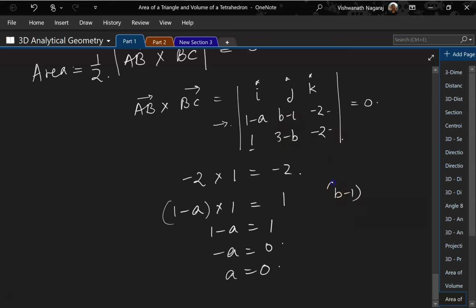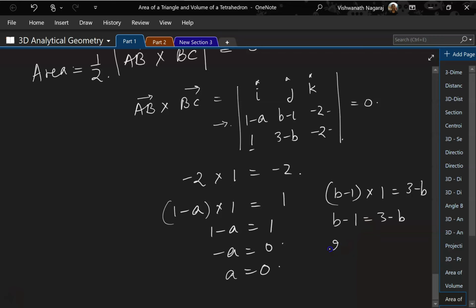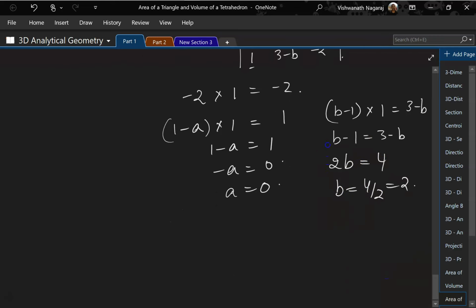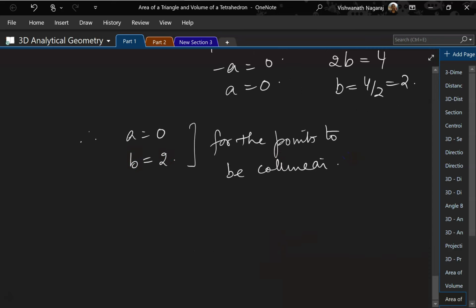So B minus 1 times 1 is equal to 3 minus B. So B minus 1 is equal to 3 minus B, and now let's do simple algebra. This becomes 2B is equal to 4. B is equal to 4 by 2, that is 2. Therefore A is equal to 0 and B is equal to 2 for the points to be collinear.